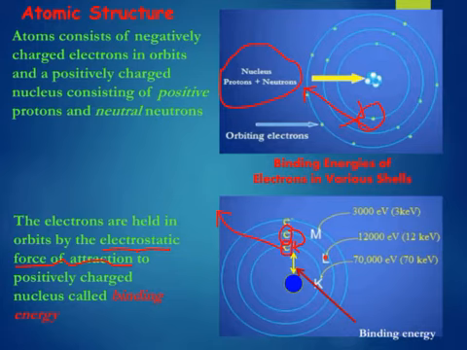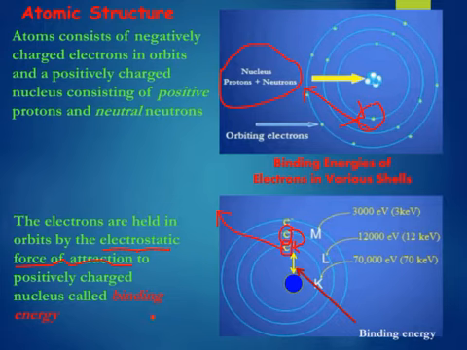To summarize, we have an atom which has a positively charged nucleus and negatively charged electrons, which are held together by a force of attraction called the electrostatic force. This force creates an energy between them, which we call binding energy.